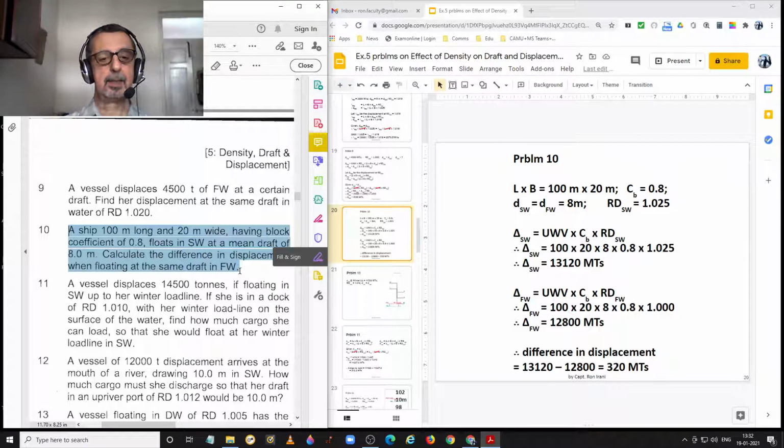Problem number 10. A ship 100 meters long, 20 meters wide, having block coefficient 0.8, floats in salt water at a mean draft of 8 meters. Calculate the displacement. Calculate the difference in displacement when floating at the same draft in fresh water. Once again, we see that the drafts are equal, but in this problem we have got an additional information, that being block coefficient of 0.8.